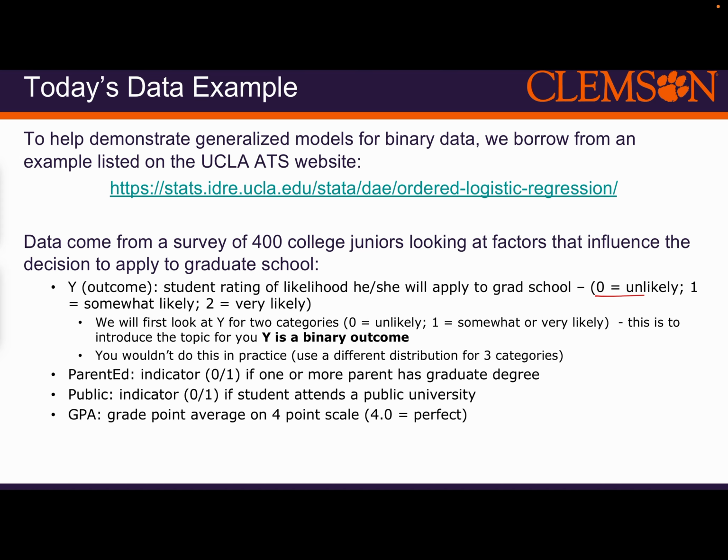So we're really going to say someone was either unlikely or somewhat or very likely to go to grad school. If they're unlikely to go to grad school, it's 0. Otherwise, it's a 1. And that's our outcome variable. And then we're going to predict it with whether or not one or more of their parents has a graduate degree, whether or not a student is attending a public university, and their grade point average on a 4-point scale where 4 represents perfect grades.